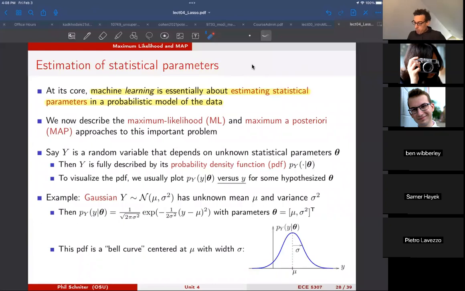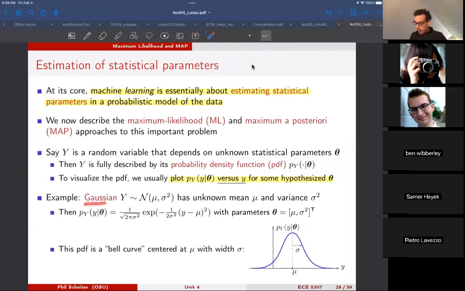And when we plug in a specific vector here, and we say that theta is unknown, what we're really doing is just coming up with a hypothesis of what theta is and just imagining, what if those are the parameters? So typically for visualization, what we do is we plot or think of p_Y versus y, again for some hypothesized theta. So here's just a really simple example.